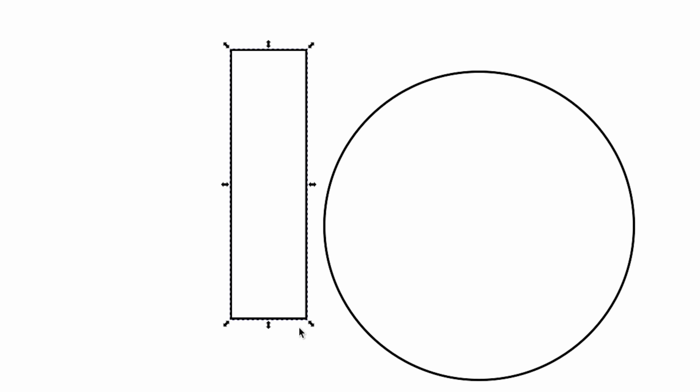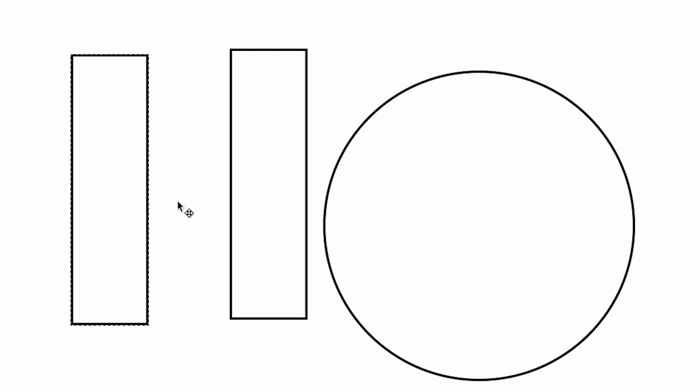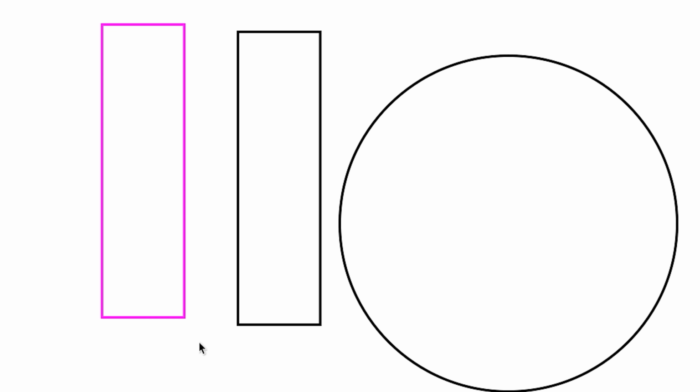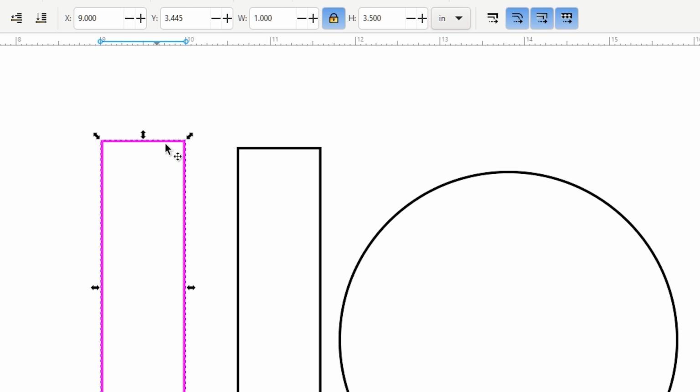Now that we know the basics, let's make a template. I'm gonna take my rectangle and make a copy of it over here to the side, and I'm gonna change the stroke so it looks a little bit different. I'm gonna go down here and grab a bright color. I like a bright color for this. There we go. Now I know that this right now is 1 inch wide. Let's change that. Let's go with 5/8.